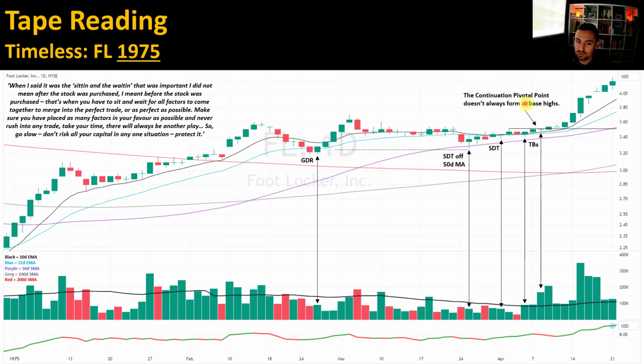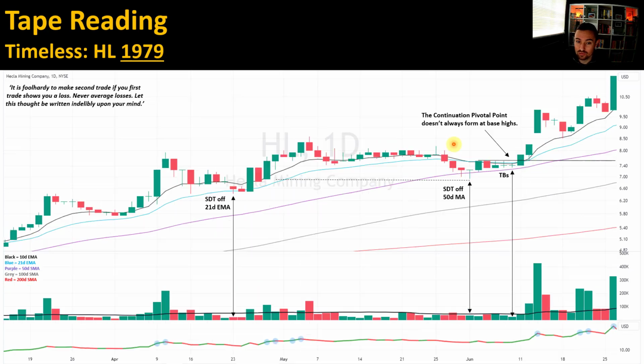Now, the continuation pivotal point doesn't always form at base highs. So you see here with Foot Locker, now this will be split adjusted 101 times, the pivot is actually setting around $3.50. Why? Because the pivotal point is where price action gets really, really tight, and ideally you'd like to see the volume dry up as well, because this is an indication that there's very little supply coming to the market.